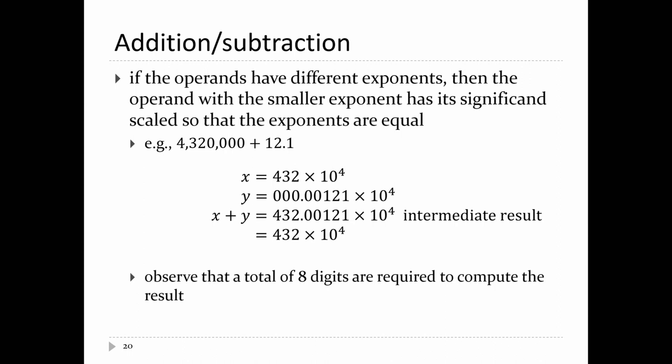Now I can add these two numbers, which is what the slide is showing you up there. Compute the sum, and you get 432.00121 times 10 to the 4. Again, remember I only have three digits in our representation, so I can't keep anything after the decimal place. So you can just apply the rule. You're going to round, in this case to the nearest ones. When I round that, that's 432 times 10 to the 4.